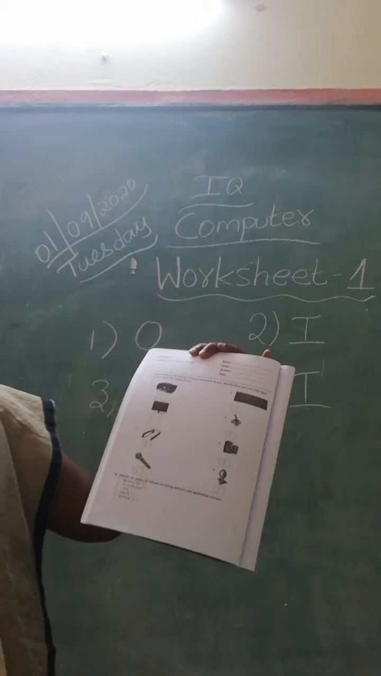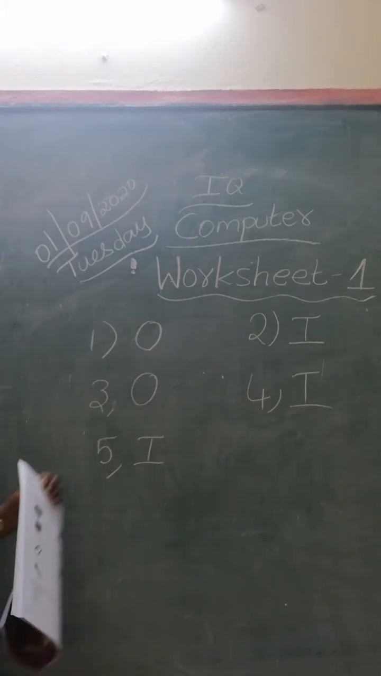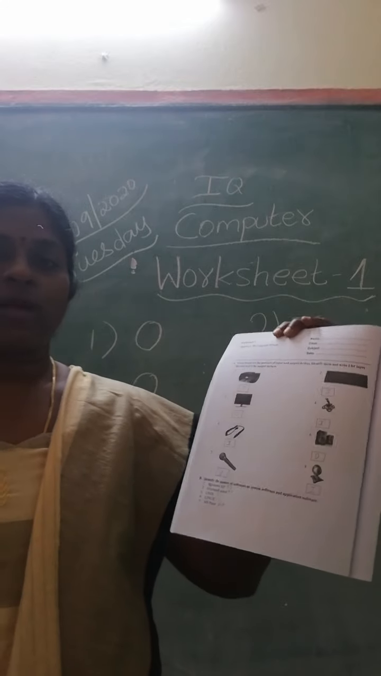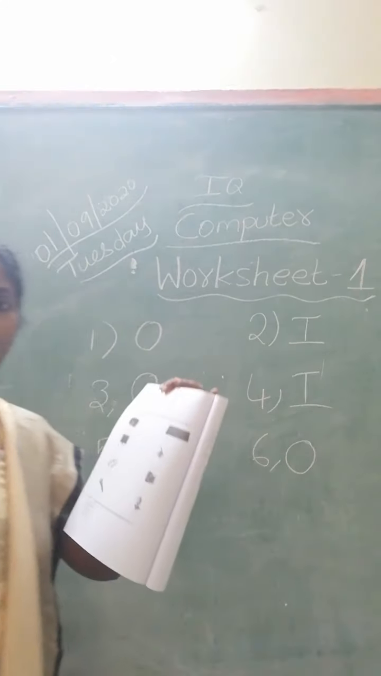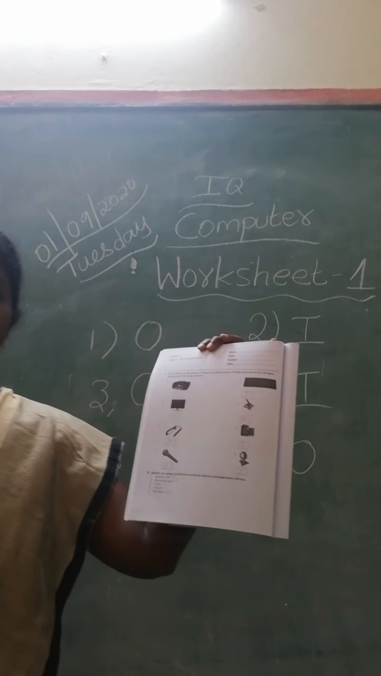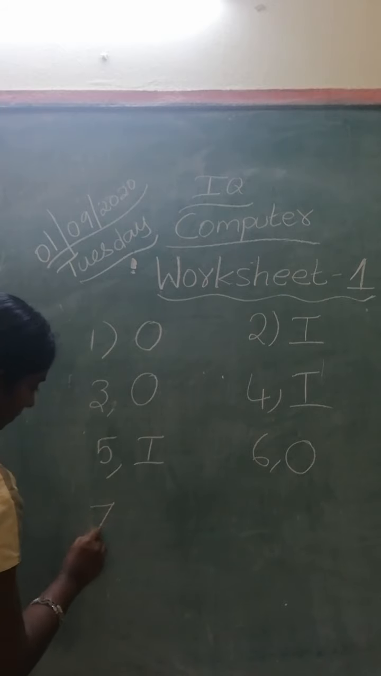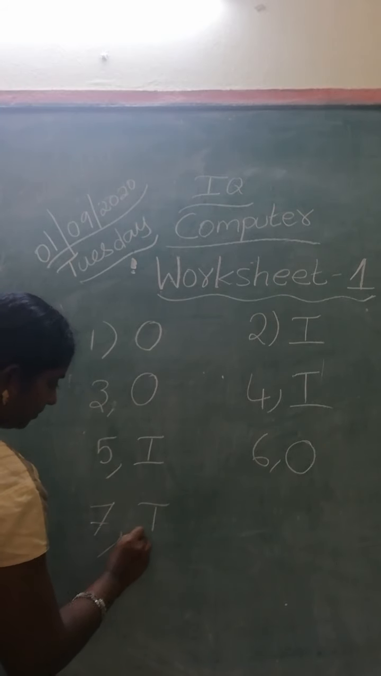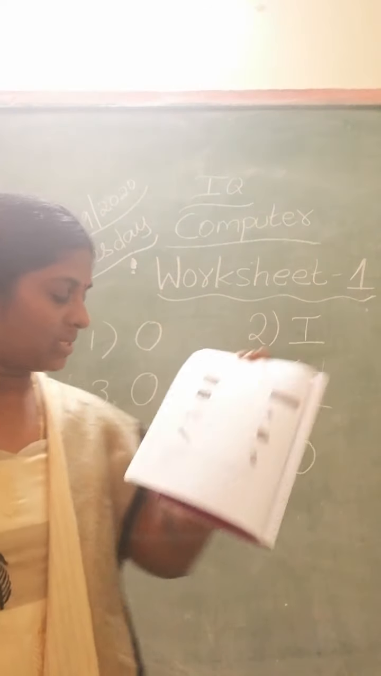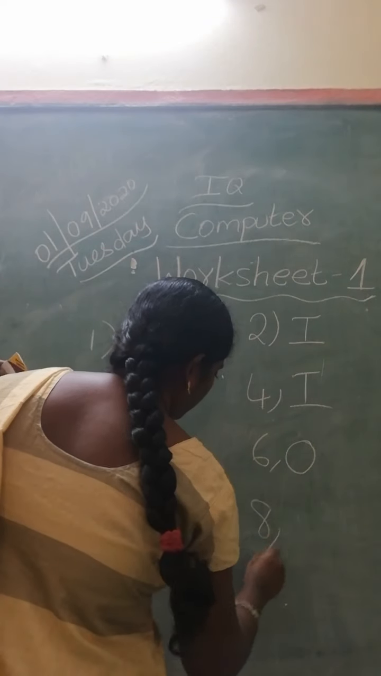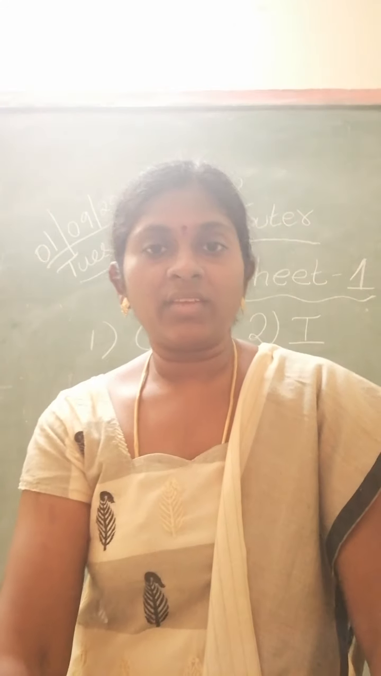Next, fifth one, light pen. It is an input device. Sixth one, speaker. It is an output device. Then seventh one, mic. Mic is an input device. Then eighth one, webcam. Webcam is an input device. Okay children, now A bit we completed.